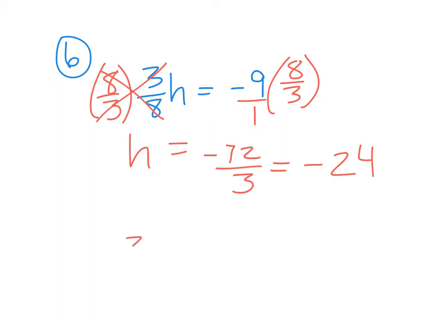Oh yeah, so it's 24. 3 goes into 72. So negative 24. 72 times, and H equals. So my answer is negative 24.